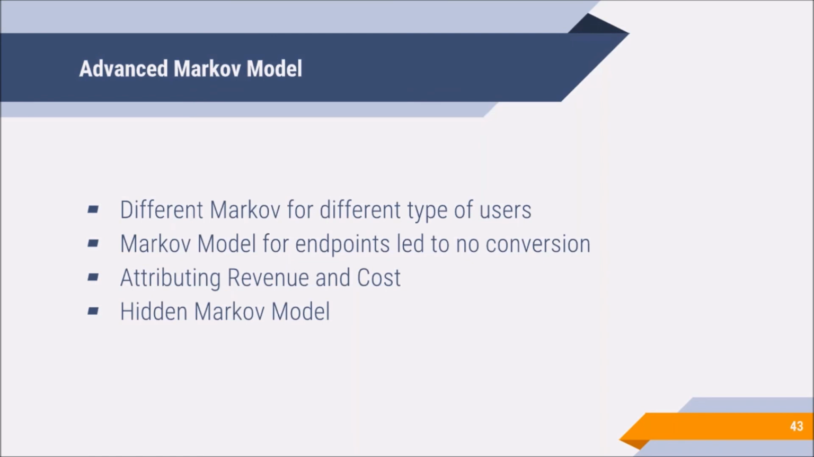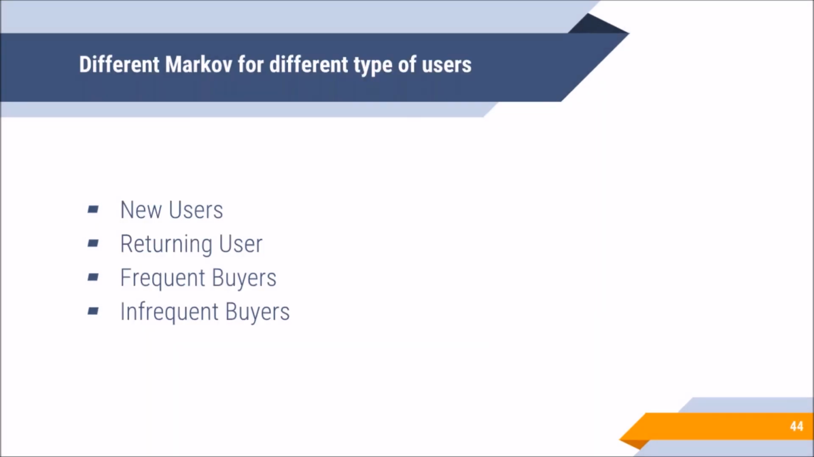The very first is a different Markov model for different types of users. Be it an app or the web, you have different types of users, like new users, returning users, frequent buyers, infrequent buyers, and many others. The user journey of each type of buyer is different. For example, the user journey of a new user will be longer than that of a returning visitor, simply because a new user is more concerned about return policies, FAQs, or security.